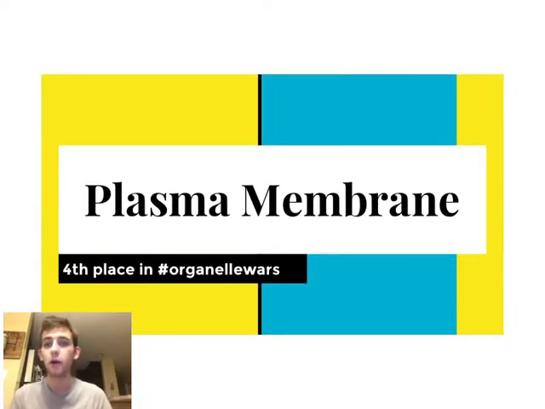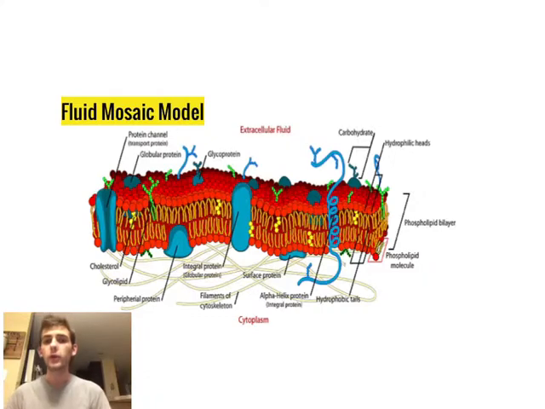So we just finished up our organelles war, and in fourth place was the plasma membrane. The plasma membrane actually had a pretty good argument, and we're going to spend a little bit of time talking about what makes the plasma membrane so important to the cell. So here's a diagram of what a phospholipid bilayer looks like, or a plasma membrane.